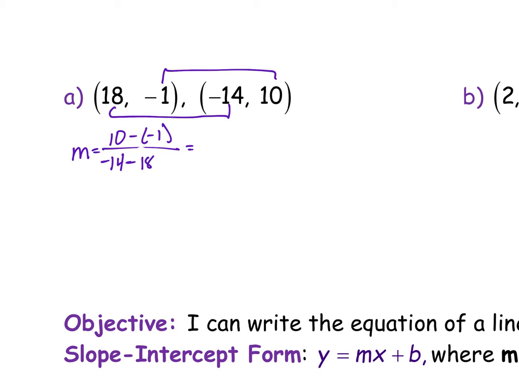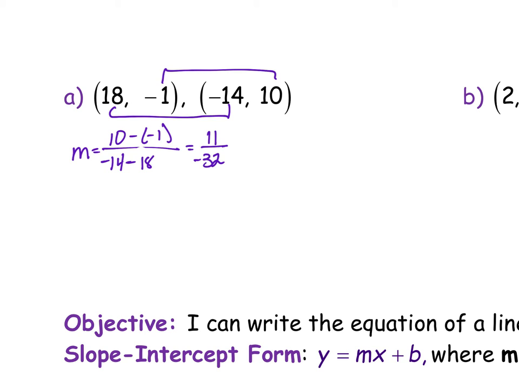Minus 18, great. 10 minus minus 1? 11 over negative 14 minus 18. 32. And does it simplify? No. No. Okay. Great.